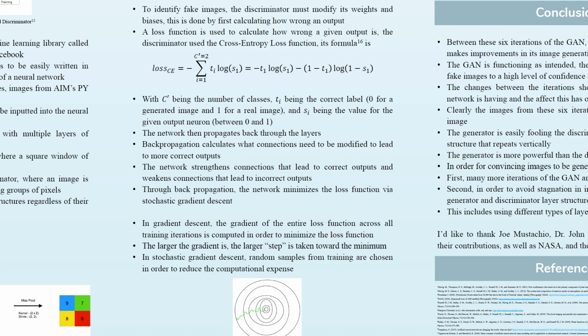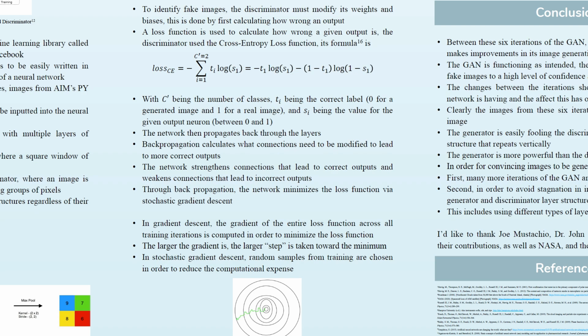So the network will calculate which connections will lead to a greater change in the correct direction. You want it to lead to correct outputs. So if there's a correct output, you want to strengthen the connections that led to a correct output, and you want to weaken connections that led to incorrect outputs.